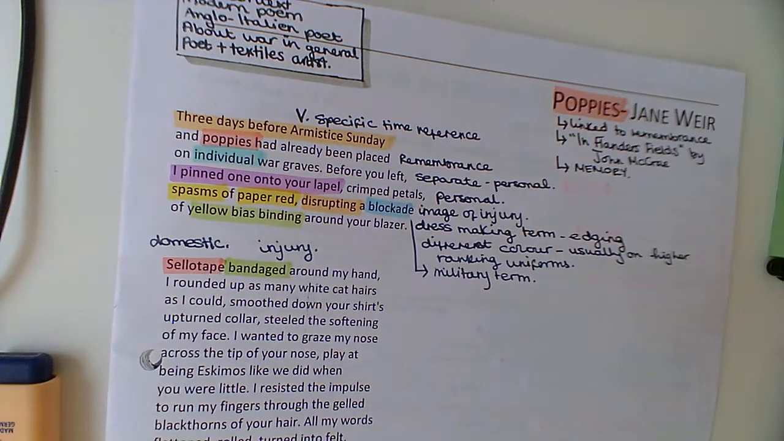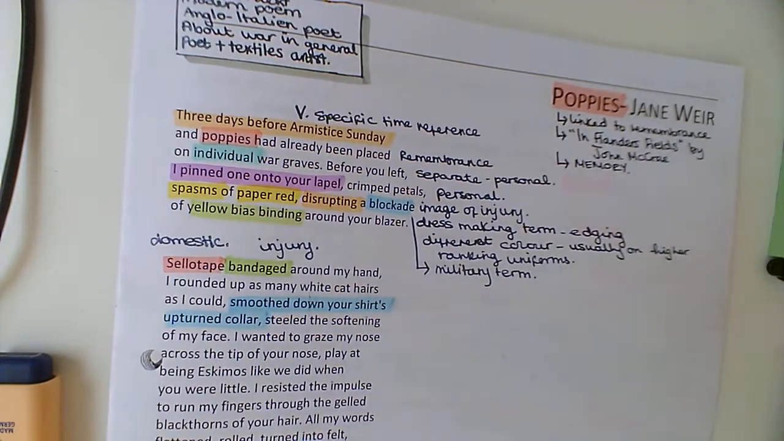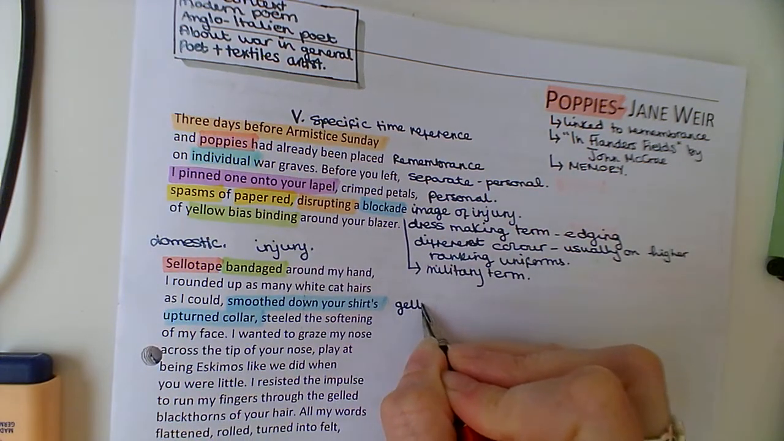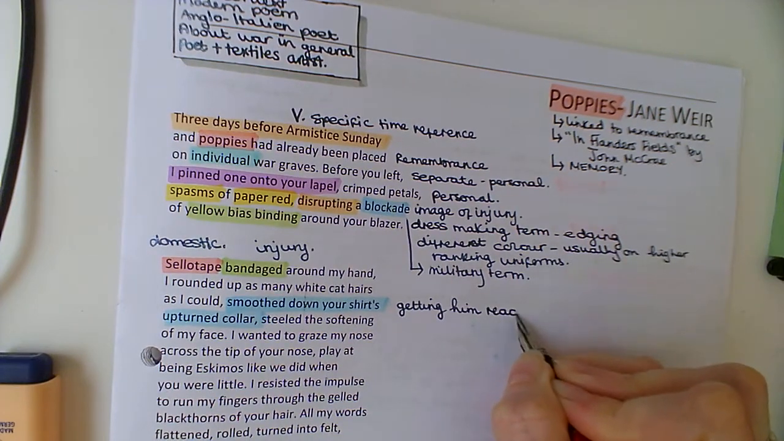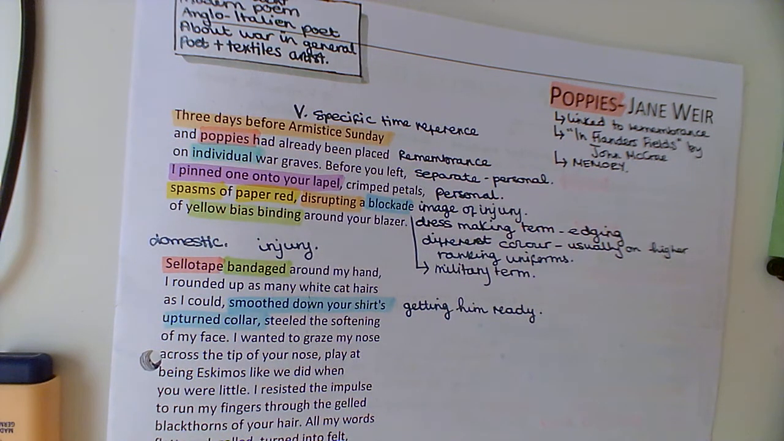I rounded up as many white cat hairs as I could, smoothed down your shirt's upturned collar. So this is a very, very loving image. Okay, she's getting him ready. But we don't know for what as yet. And then we get this bit here, steeled the softening of my face. If you steel yourself for something, you try and stop it, okay? And when you think about the softening of her face, basically she's trying not to cry. She doesn't want to cry.